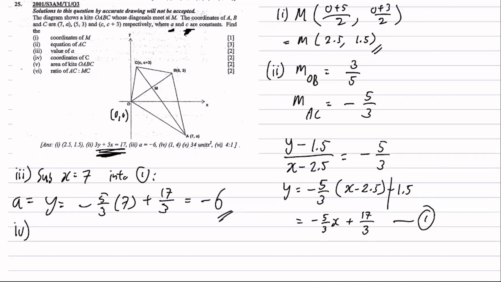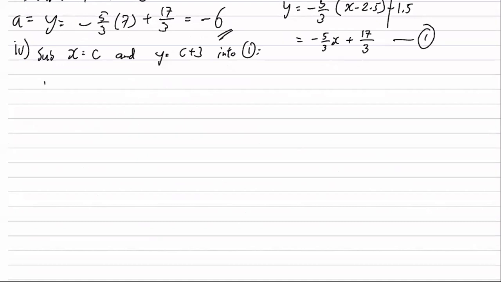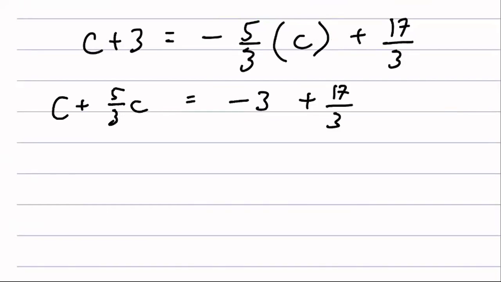Moving on, part 4. Coordinates of C. Sub x equals C and y equals C plus 3 into equation 1, the equation of the line. Then that means we will get C plus 3 as the y, negative 5 thirds times the x, which is now replaced with a C, plus 17 over 3. Then just solve for C. Minus 5/3 times C, bring over, become plus. Plus 3, bring over, become minus 3. And don't forget the plus 17/3.